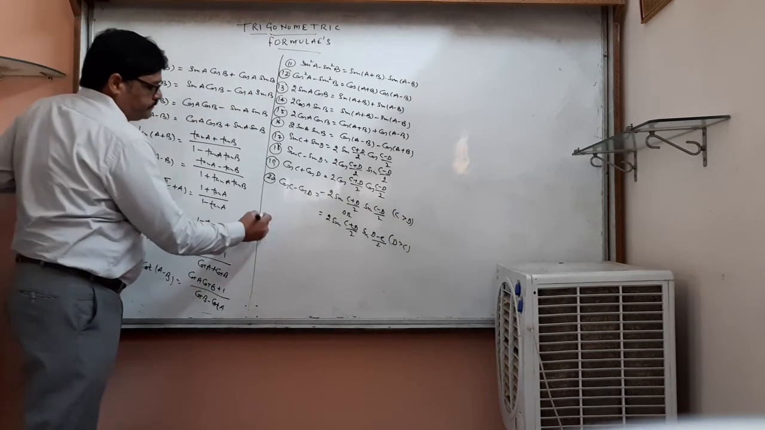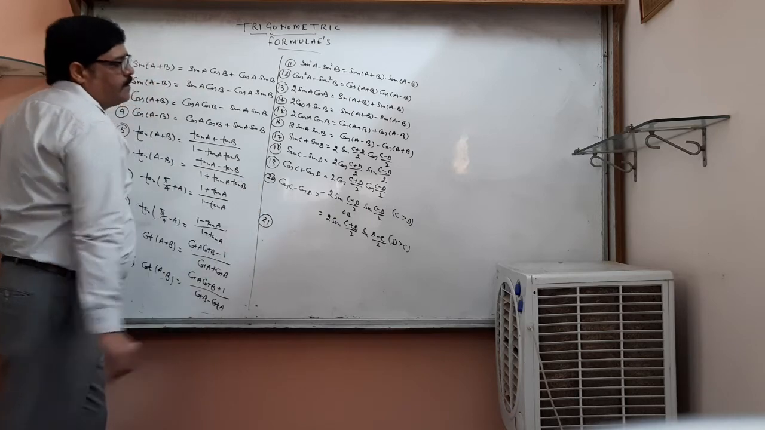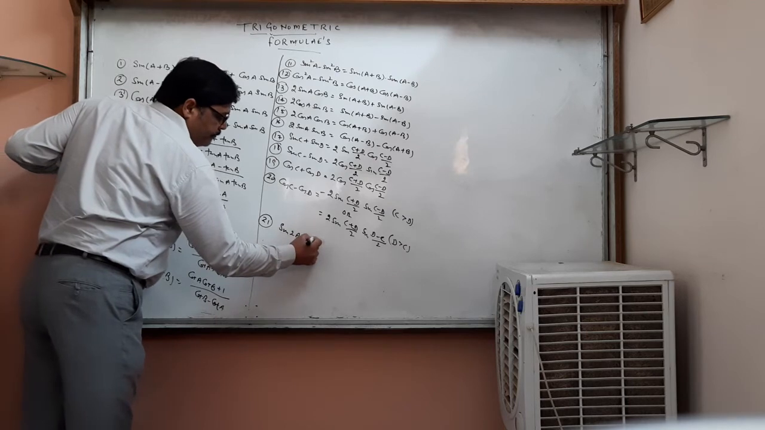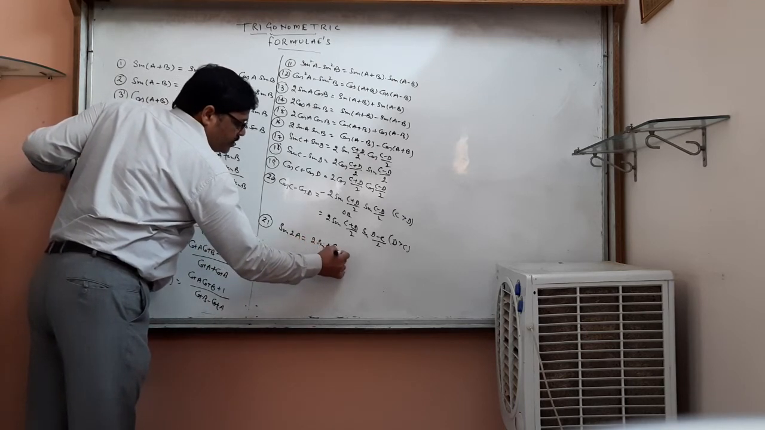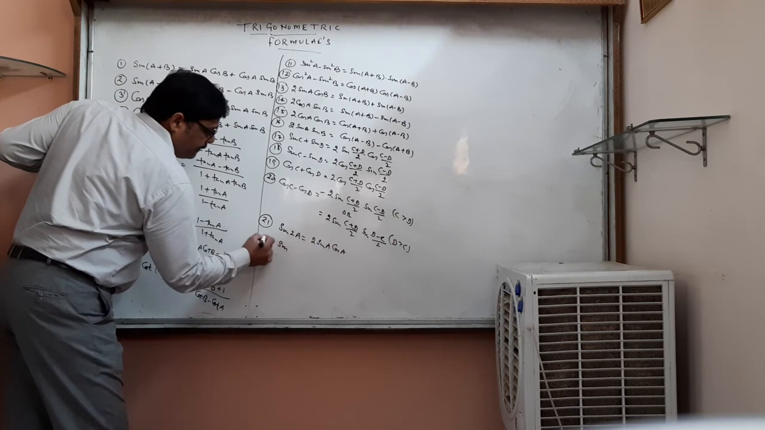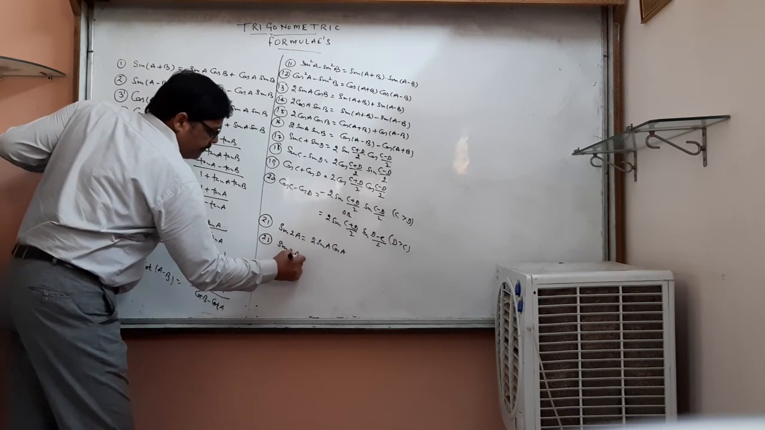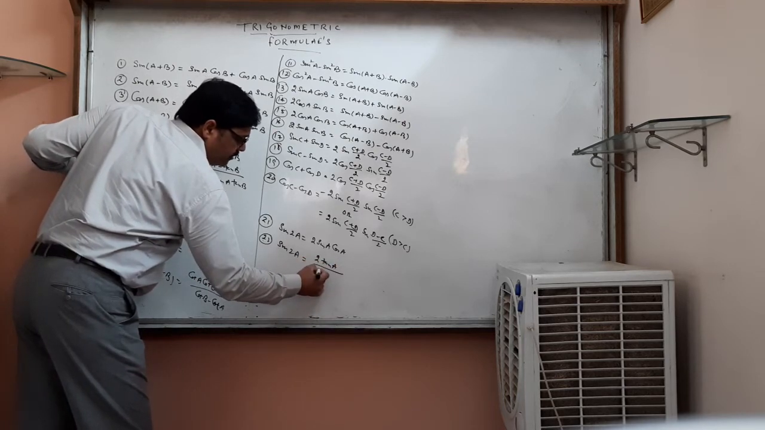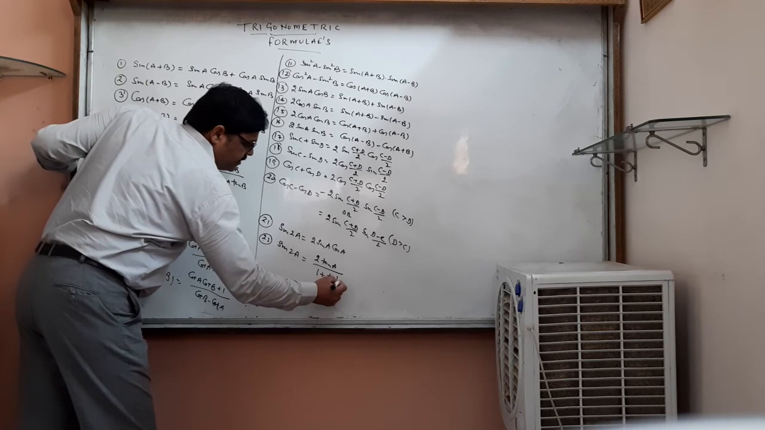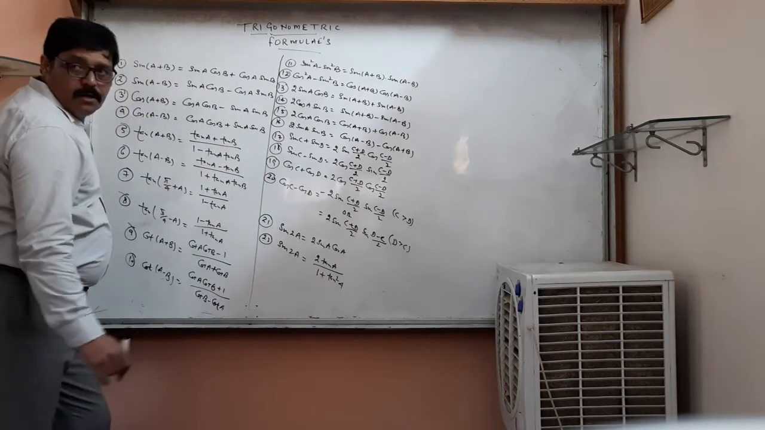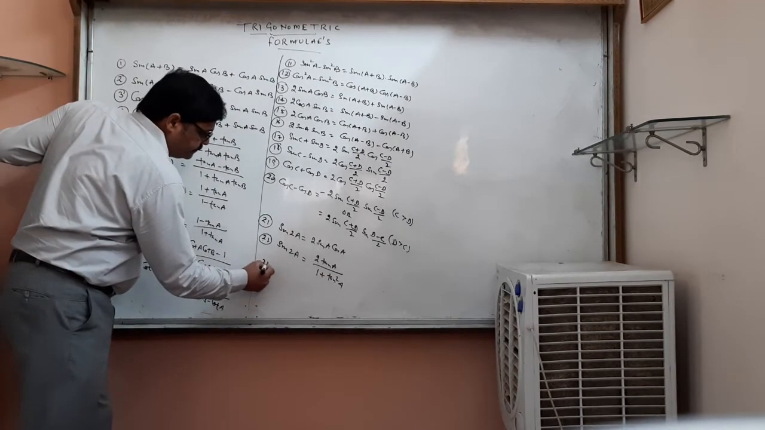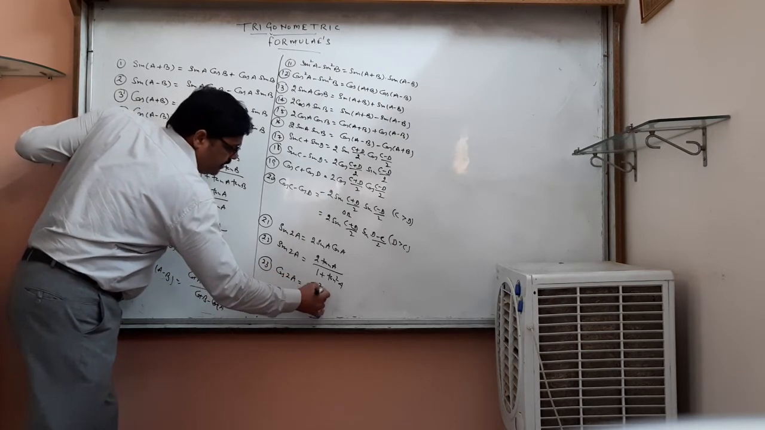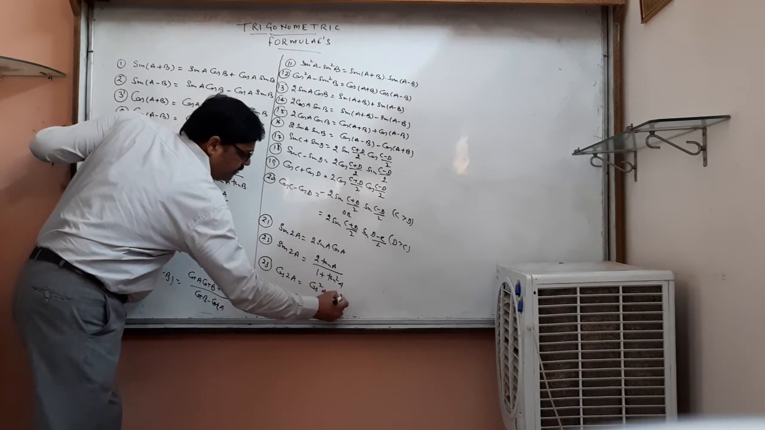Now next, sin 2A is 2 sin A cos A. Sin 2A is also 2 tangent A upon 1 plus tangent square A. Cos 2A has 4 forms: cos square A minus sin square A.